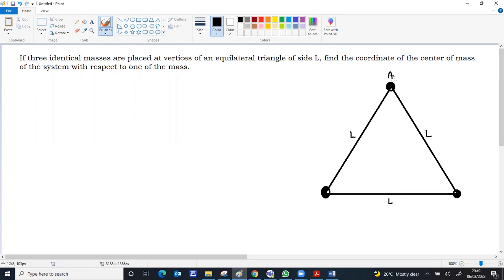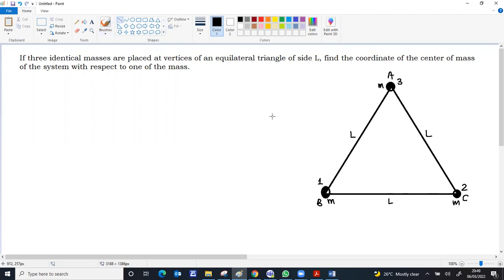A, B, C. AB, AC, BC, all these are L. Just for identifying the particles, 1, 2, 3. All these are masses m.